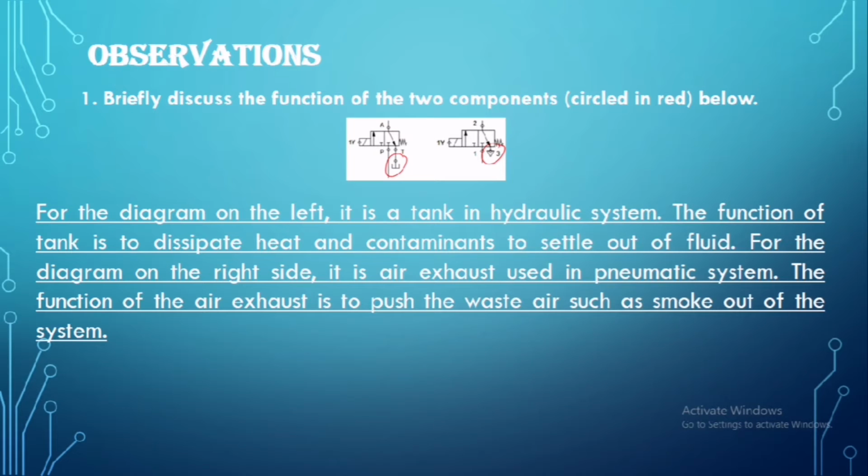Let's go to the observation. The first question is to briefly discuss the function of the two components circled in red below. For the diagram on the left, it is a tank in a hydraulic system. The function of the tank is to dissipate heat and allow contaminants to settle out of the fluid. For the diagram on the right side, it is an air exhaust used in a pneumatic system. The function of the air exhaust is to push the waste air, such as smoke, out of the system.